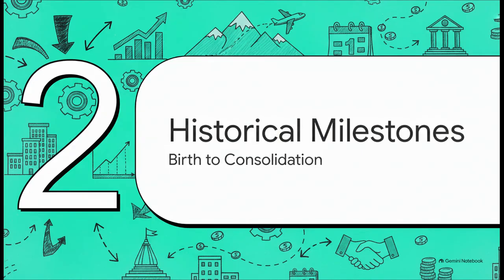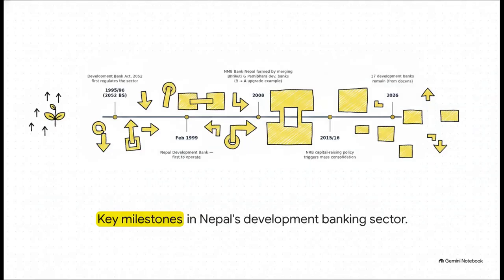Moving right into Section 2, historical milestones in Nepalese banking. This graphic maps out the entire journey. You can literally see the timeline from the first dedicated laws back in the mid-90s, all the way through to the massive consolidation era we've seen recently. It's a real roller coaster of birth, rapid growth, and then a strategic shrinking of the sector.